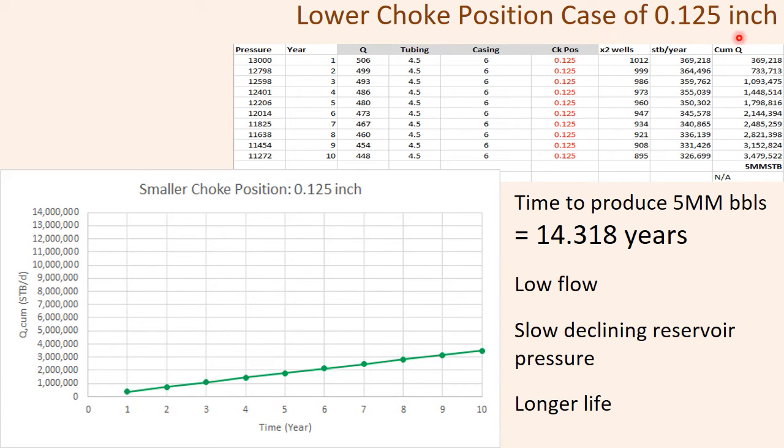On the other hand, for our lower choke position case, it is quite the opposite. There are lower flow rates that require a longer drainage life of 14.3 years.